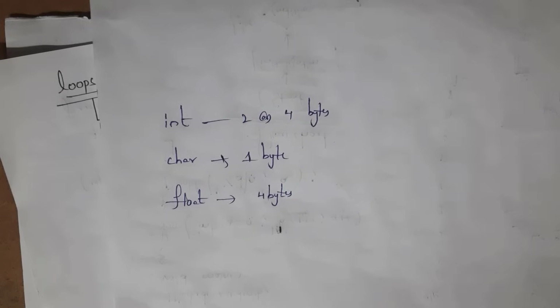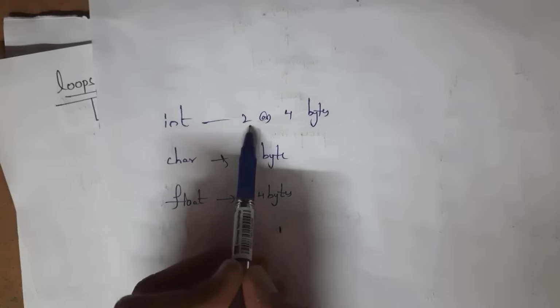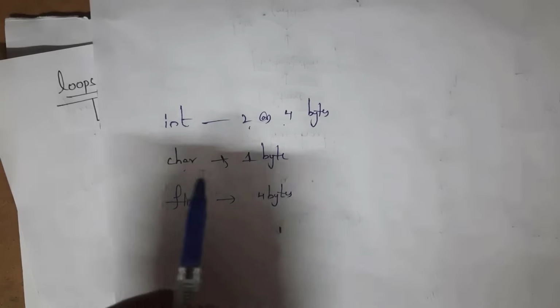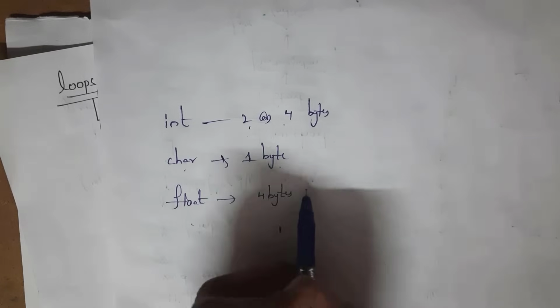Guys, just remember these basics. Int will occupy 2 bytes of memory, and for some systems it will occupy 4 bytes of memory. Whereas char will occupy 1 byte of memory and float will occupy 4 bytes of memory.